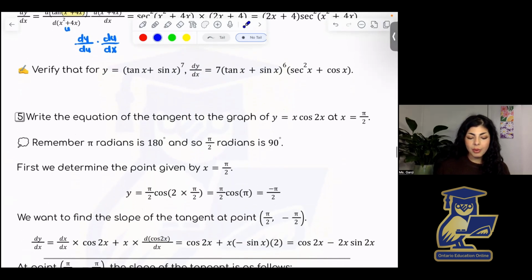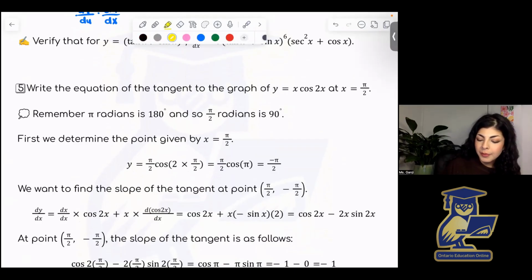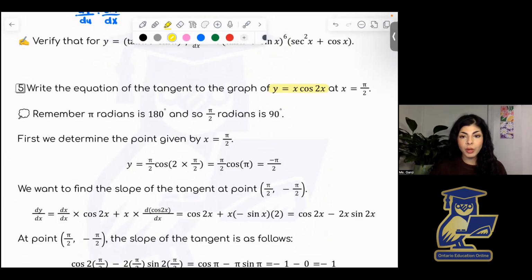Now, our next example, we have to find the equation of the tangent to the graph of y equals x times cosine of 2x at a given point, which is x equals pi over 2. Now, remembering that pi radians is 180 degrees, then pi over 2 radians, or half of pi, is going to be 90 degrees. But again, we work with radians now, so I'm just making the connection, but you're just going to see pi over 2 here.